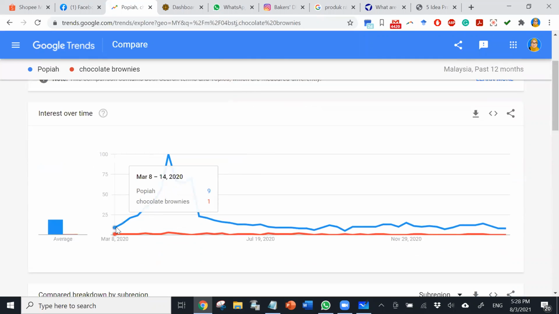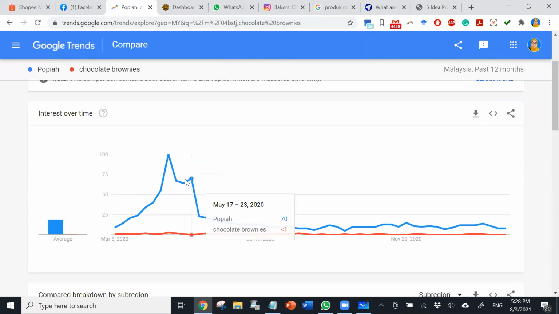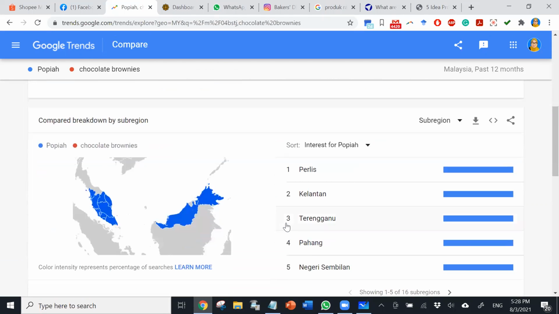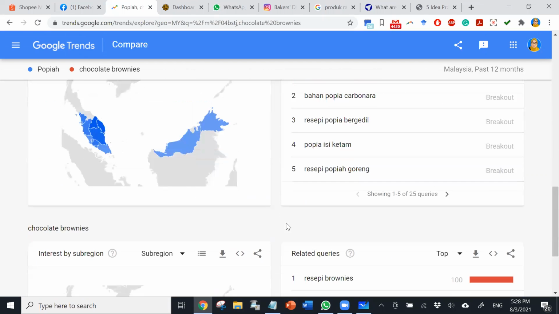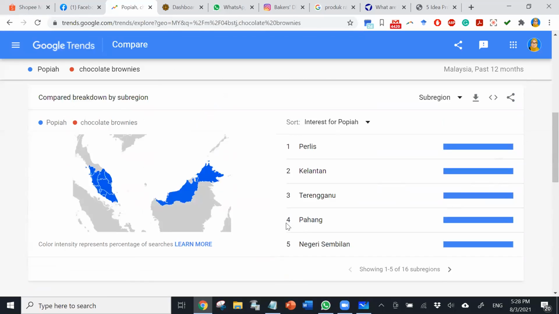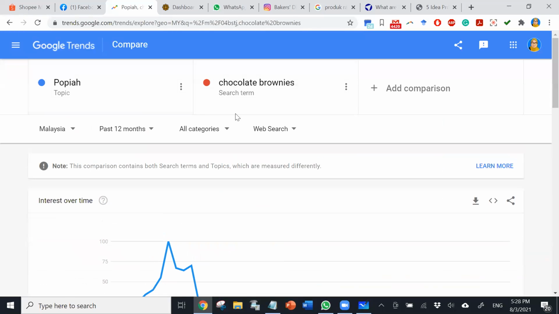So as you can see here, popiah sold very well, with a big increase in sales during the Raya period in 2020. So you can decide which product you want to focus on. Any question so far? No, okay. All right, so this is how you compare between what you want to focus on.